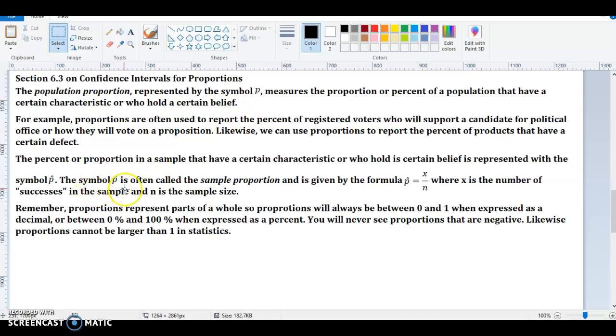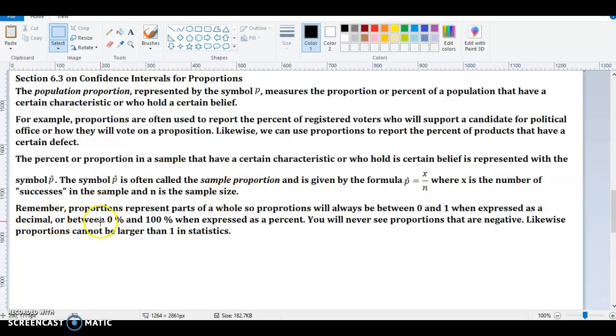The symbol p hat is often called the sample proportion, and is given by this formula: p hat equals x divided by n, where x is the number of successes in the sample. What I mean by that is how many in the sample have the characteristic in question, whatever that characteristic is, or how many in the sample hold the belief in question. And n is the sample size.